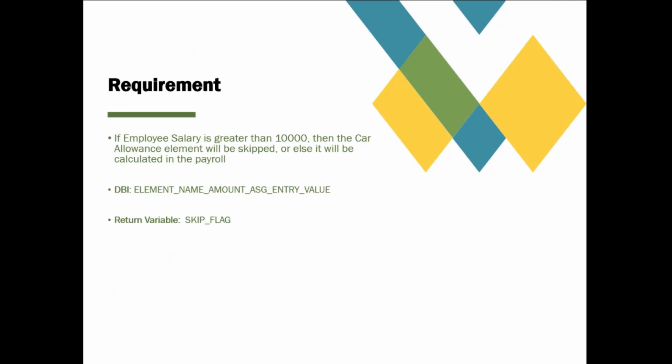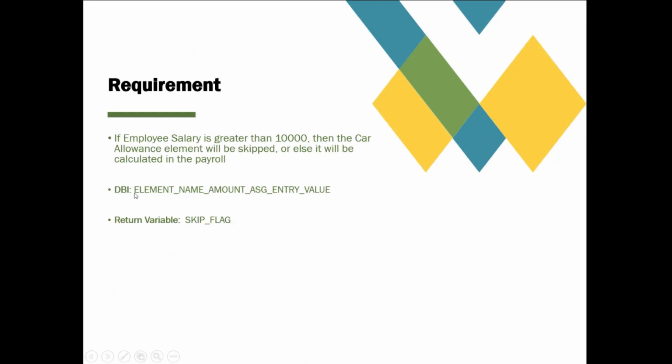So, our requirement is if the employee salary is greater than 10,000, then the car allowance element will be skipped, or else it will be calculated in the payroll. So, if the salary is above 10,000, then we have created a car allowance element. If the salary is above 10,000, it will skip that element, or if it is below 10,000, it will include the car allowance element into the payroll calculation.